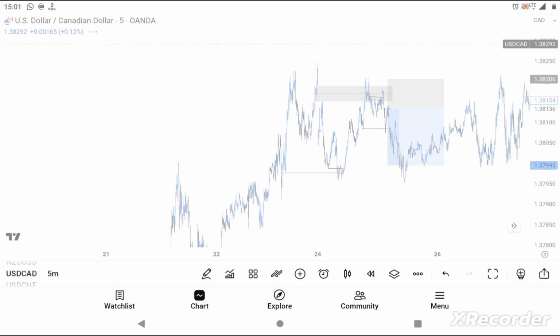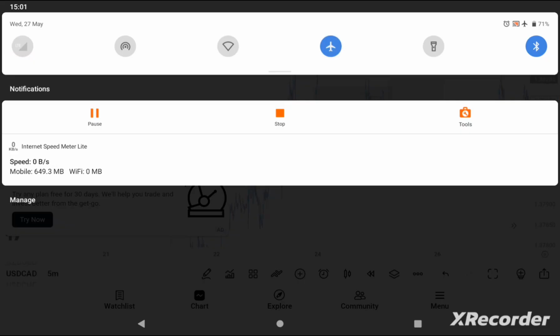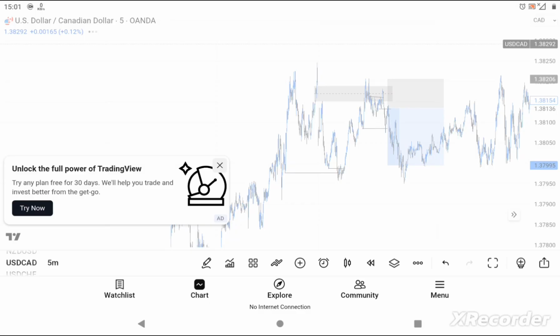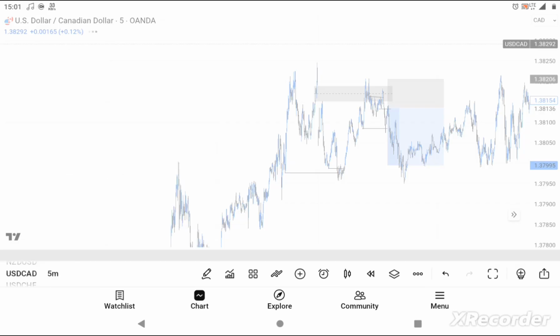Let me load. What's wrong? What is wrong with my network? Let me see. The network tends to be slow. Maybe I'm almost out of airtime or data. Let's see. Okay, let me wait and see if it will load.